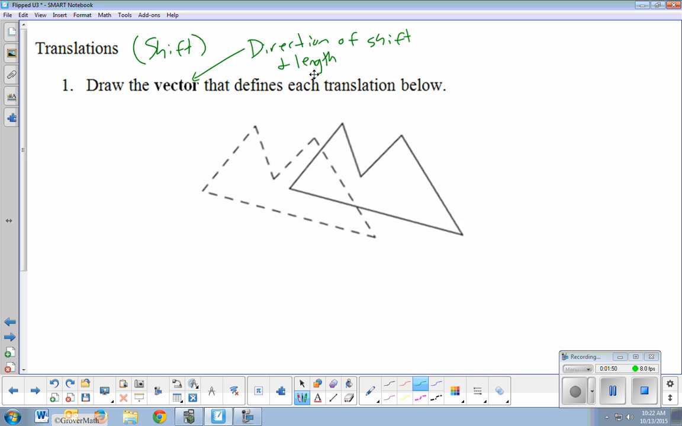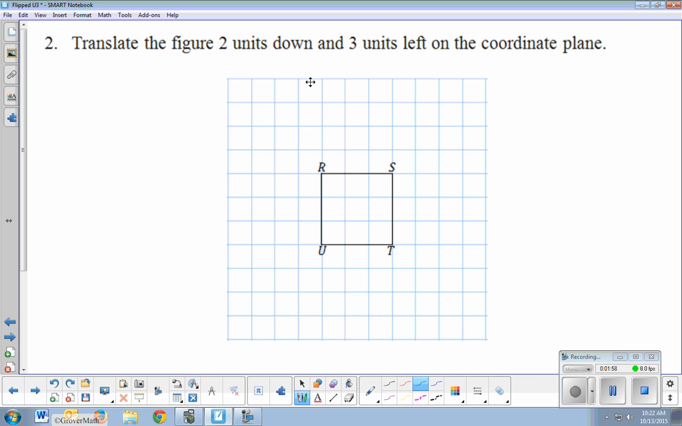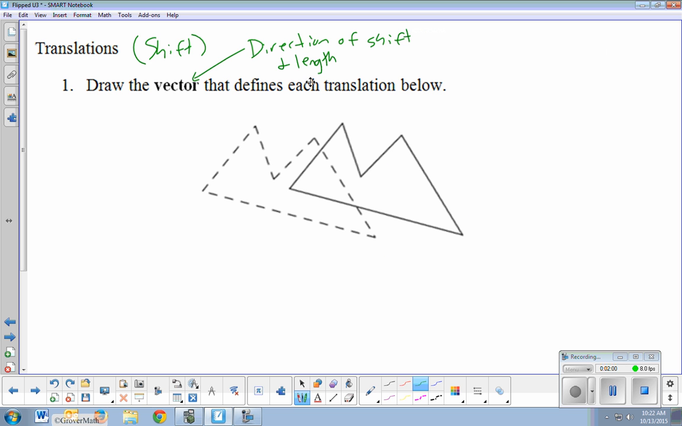And so that's what a translation is. Move this to the right 3 units and down 5 units, type thing. Now when we talk about units, that would be something like on a graph. But if we're just using a compass, it's a specific direction by a specific length. That's what a translation is. But nothing's being spun, nothing's rotated, nothing's being flipped. Orientation is still the same.